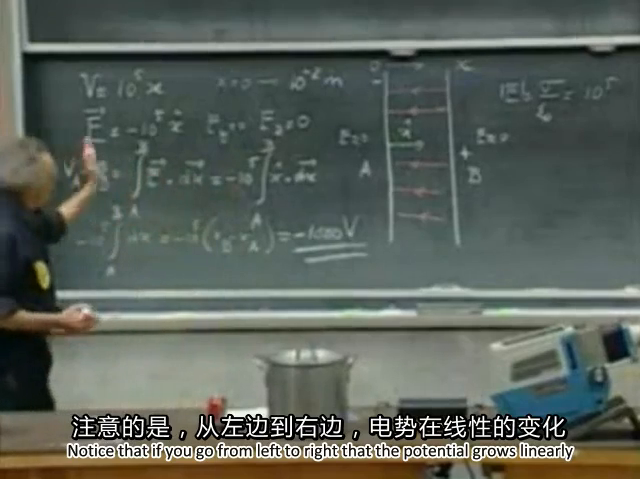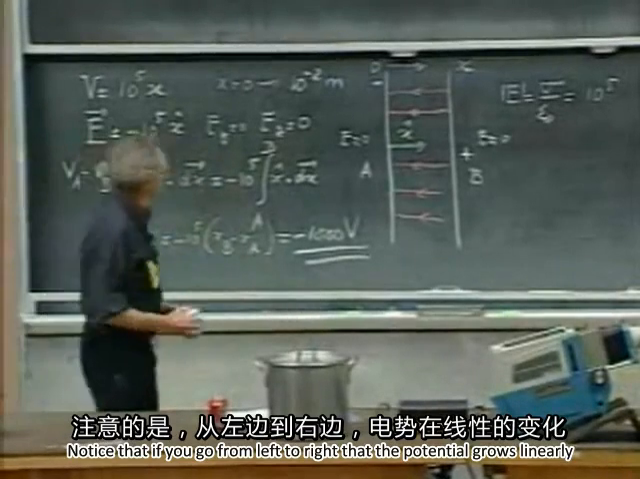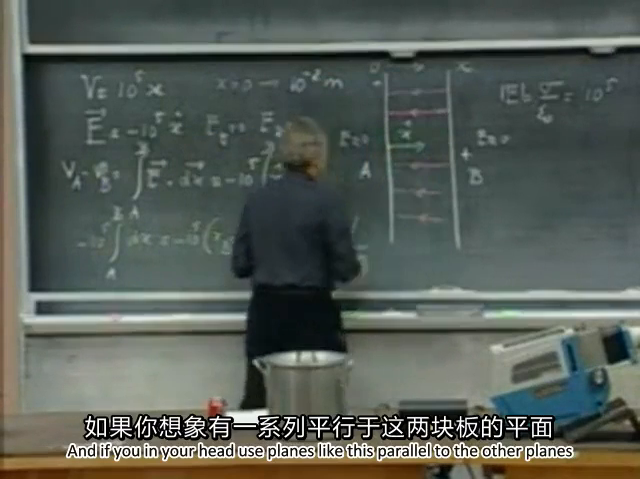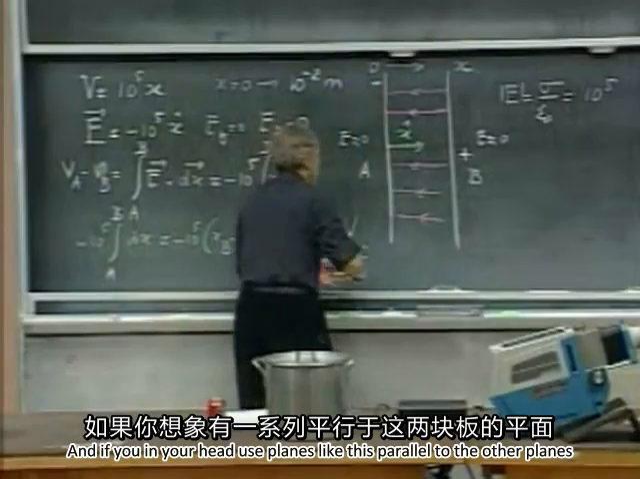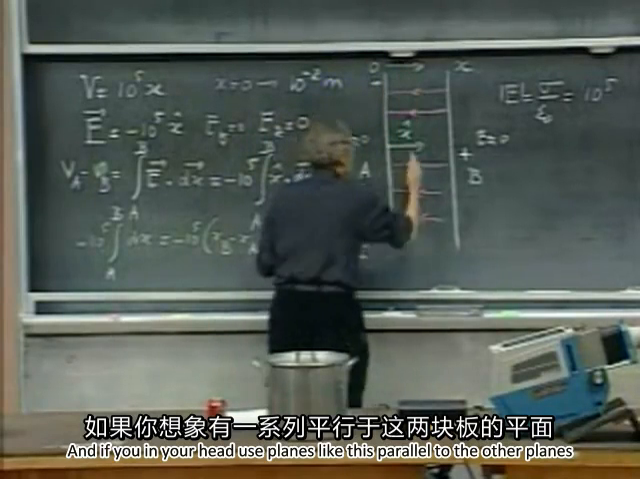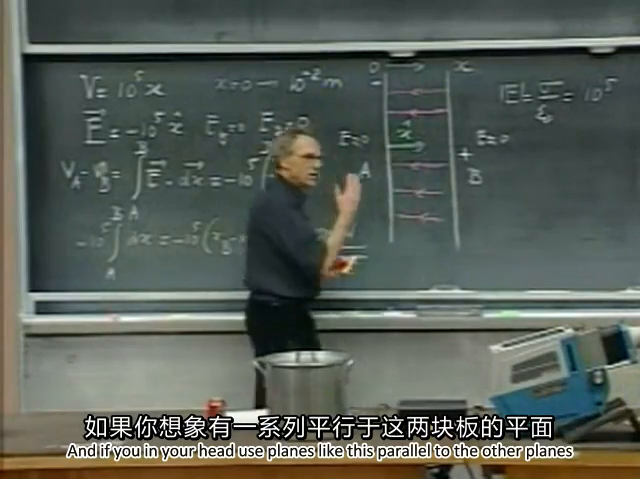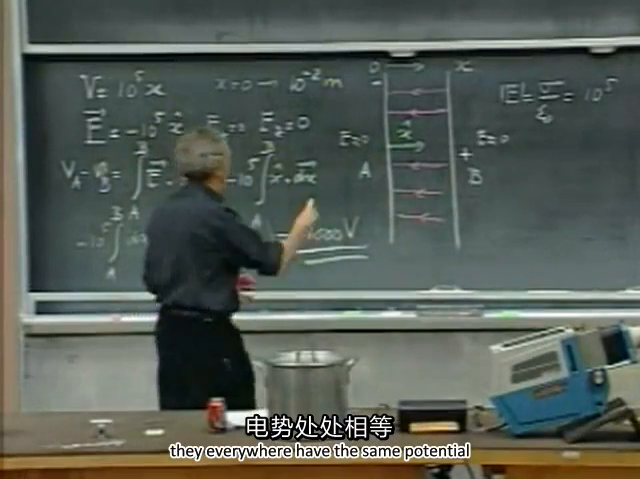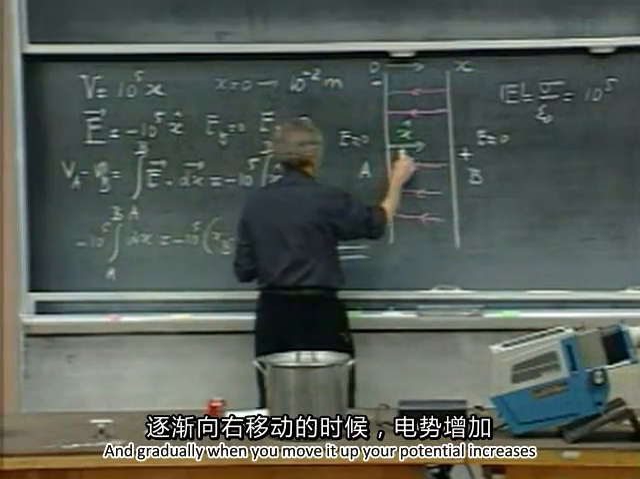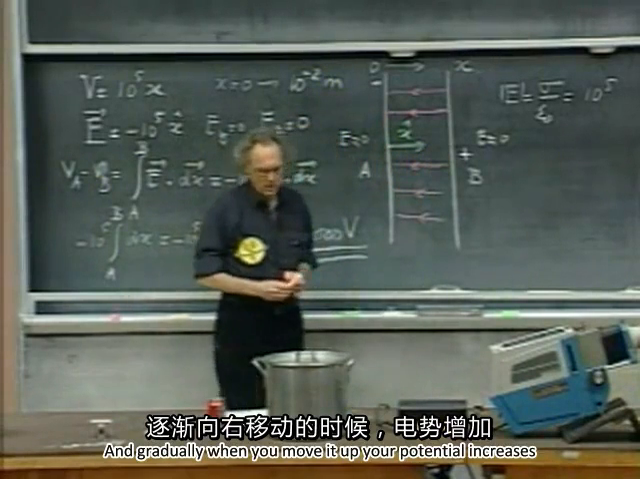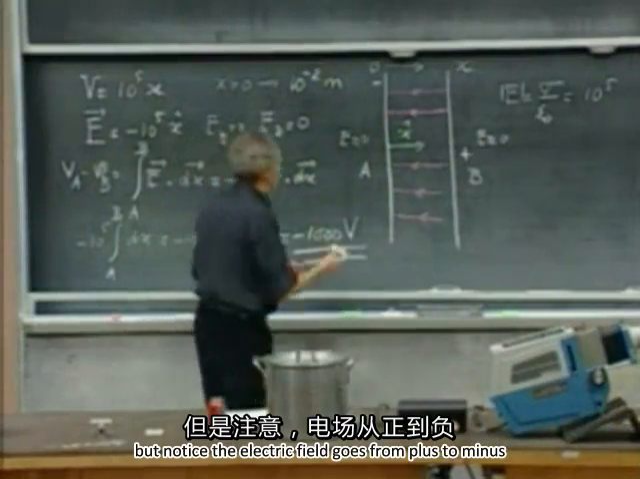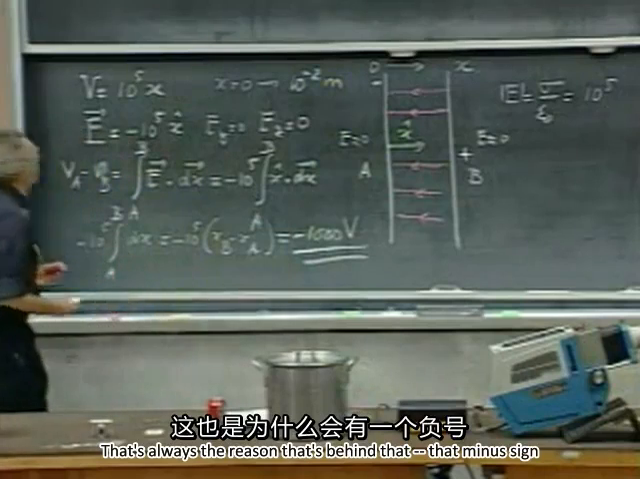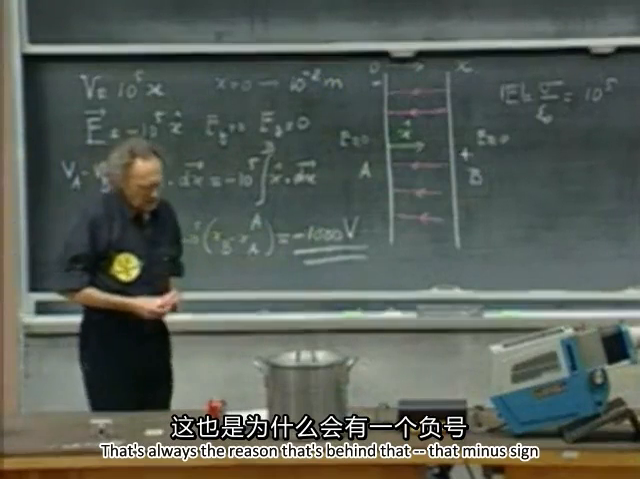Notice that if you go from left to right, the potential grows linearly. This is lower than that. And if you, in your head, use planes like this, parallel to the other planes, each one of those planes would be equipotentials. They everywhere have the same potential. And gradually, when you move it up, your potential increases. But notice the electric field goes from plus to minus, in the opposite direction. That's always the reason behind that minus sign.